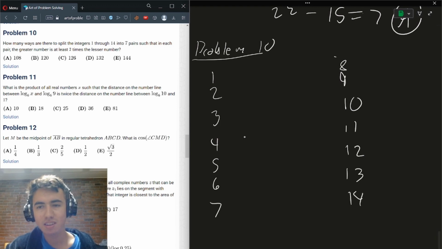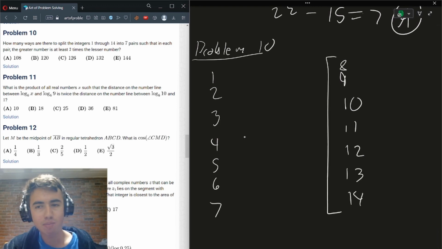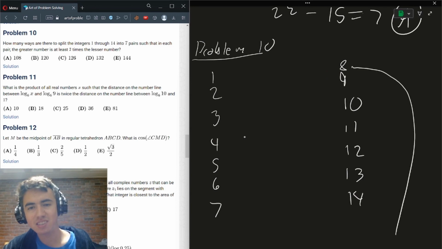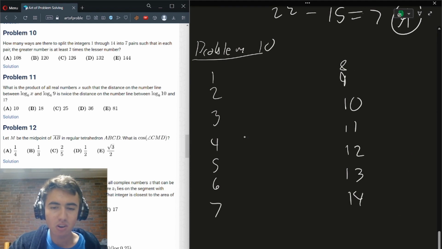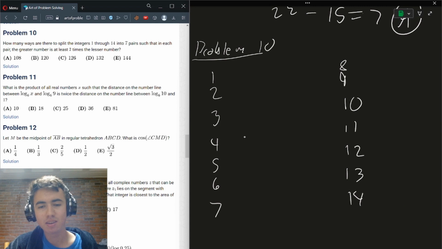Well, you can pretty quickly see that in the ones over here, if any of them were the smaller number, then there's nothing in this group of 1 through 14 that could be the larger one, since 2 times 8 is 16, which is already larger than the largest in the group. So therefore, we know that all the ones on the left must be the smaller, and the ones on the right must be the larger.